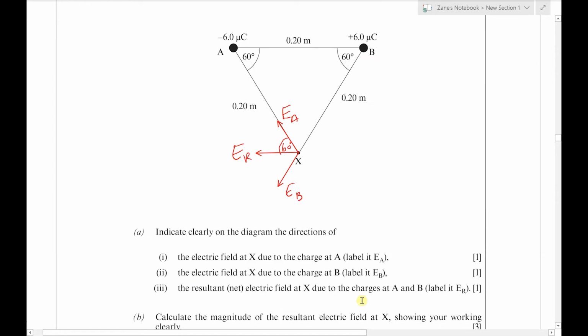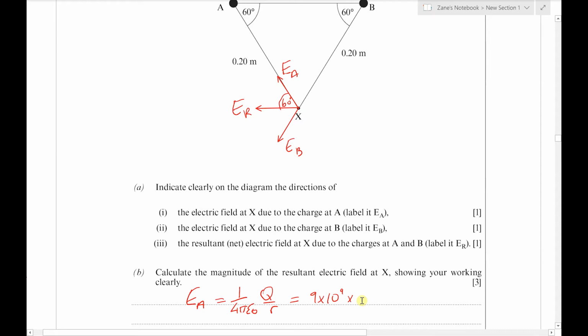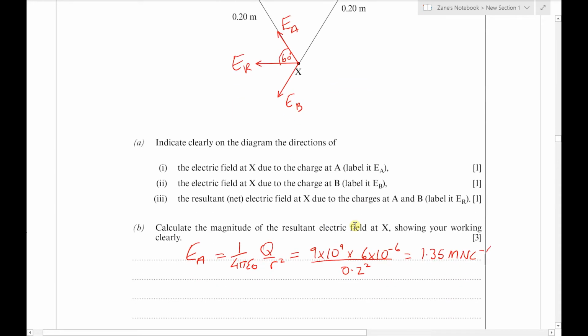The charge at A is -6 microcoulombs, but we can ignore the minus sign because we've already covered the negative part of it by the direction of the arrow for EA. And R here is 0.2 meters. Sorry, it's R squared there, made a little mistake. So if we put that into the calculator, we end up with 1.35 times 10 to the 6 newtons per coulomb, or if you prefer, you can use the unit of volts per meter.